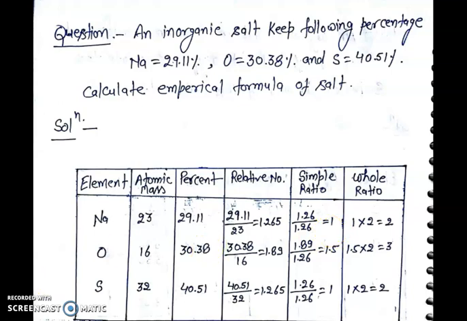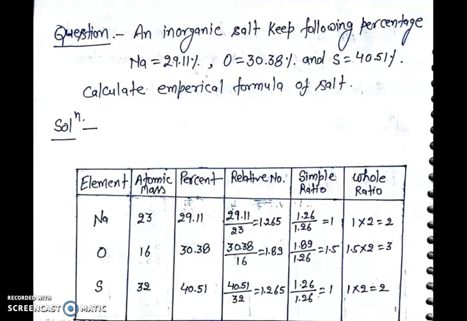To calculate the simple ratio of oxygen, it is equal to the relative number of oxygen divided by the smallest relative number. The relative number of oxygen is 1.89 divided by the smallest relative number, that is 1.26, and we get the simple ratio of oxygen, that is 1.5.